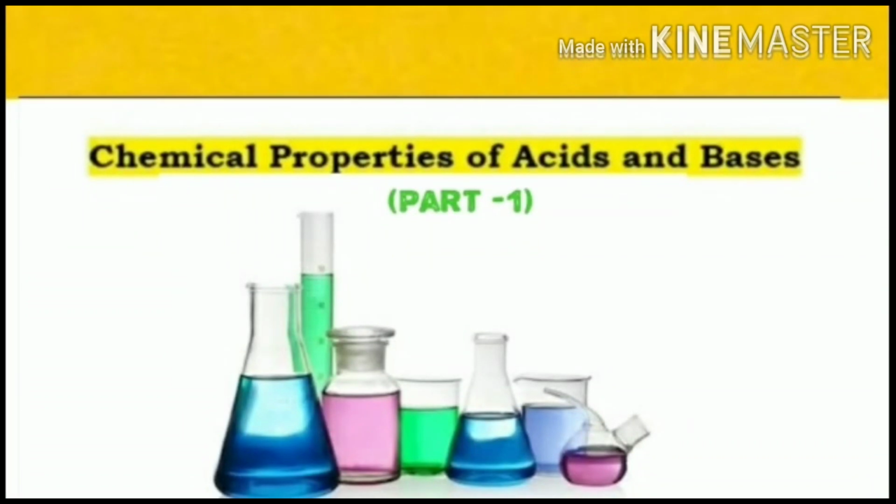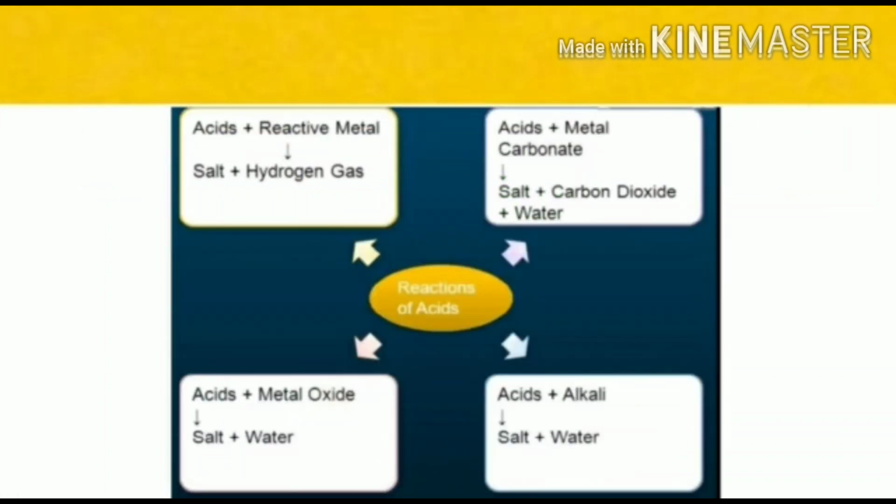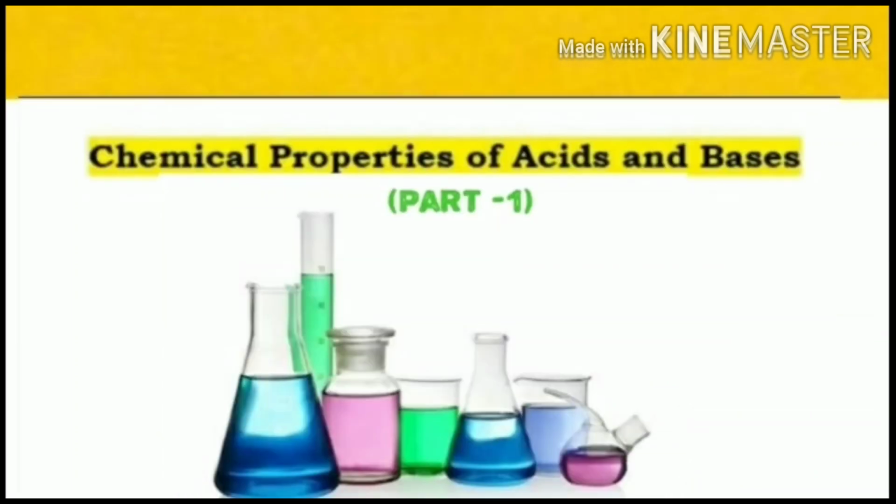To know the chemical properties of acids and bases, we carry out certain chemical reactions. In this chapter, we will discuss chemical properties as per the reaction of acid and bases with metal, metal carbonates, metal hydrogen carbonates, reaction of acids with bases, reaction of acids and bases with metal oxides and with non-metal oxides. In this video, I'll cover the reaction of acid and bases with metals, metal carbonate and metal hydrogen carbonate.